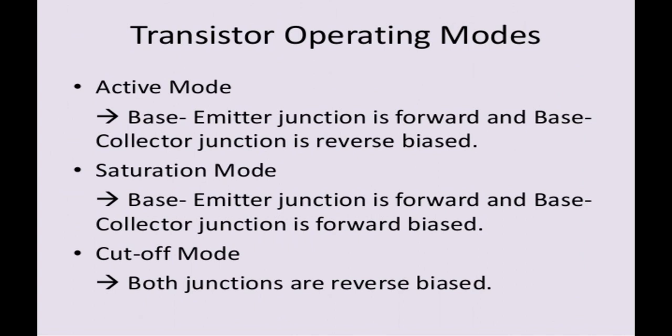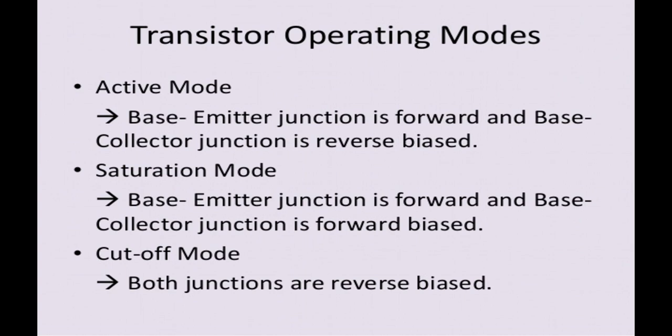We go into detail on the VI characteristics of the transistor in the next few slides. Only remember this: in the active region, the base-emitter junction is in forward bias and the collector-base junction is in reverse bias. Remember this point: in the active region, BE is forward biased and BC is reverse biased. BC means the base-collector terminal.